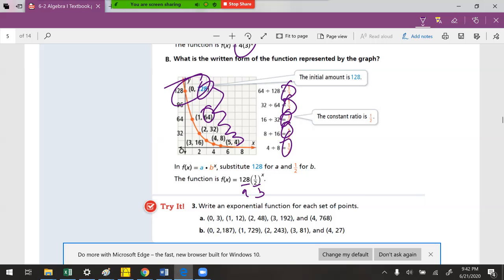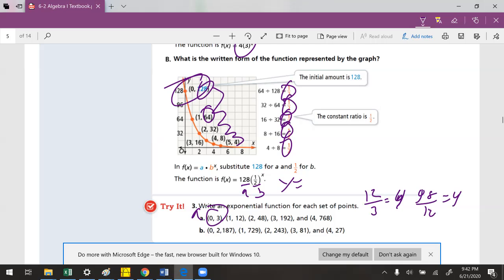Okay, let's look at this here. There's your a. 12 divided by 3 is 4. 48 divided by 12, that's 4. That's my value of b. Let's make our function. y equals 3 times 4 to the power of x. Voila, you're done.